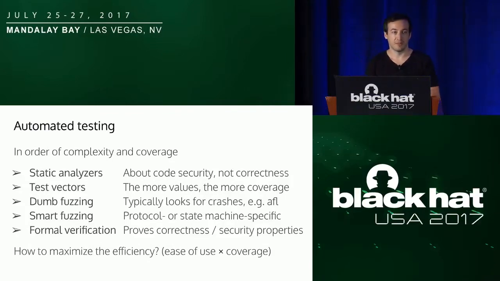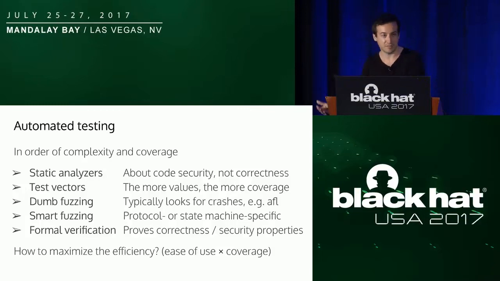Now about automation, automated testing. There are many types of tools. The simplest one is static analyzers, for example the analyzers in Clang, which will report issues about your software security, but not about the correctness of the crypto, obviously. Test vectors, on the other hand, will tell you whether or not your code is correct in terms of functionality, but will not tell you if the software is secure, or if there's any bug or undefined behavior.